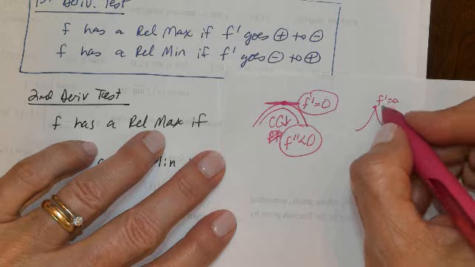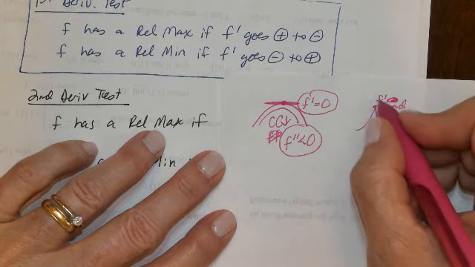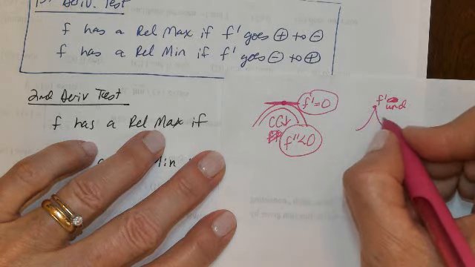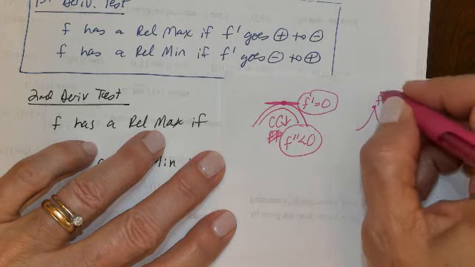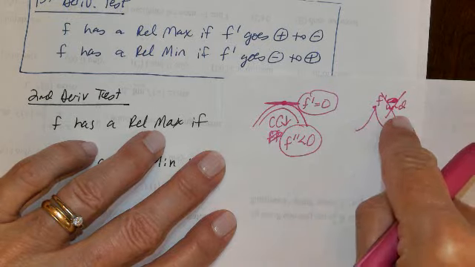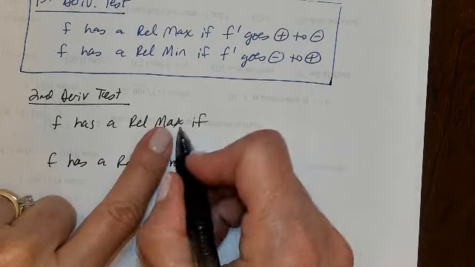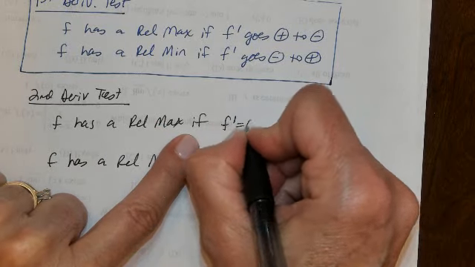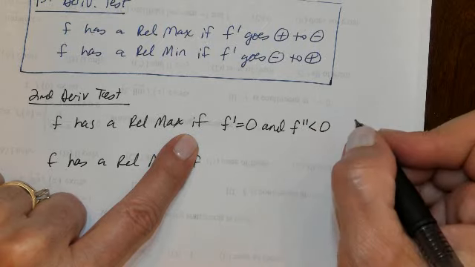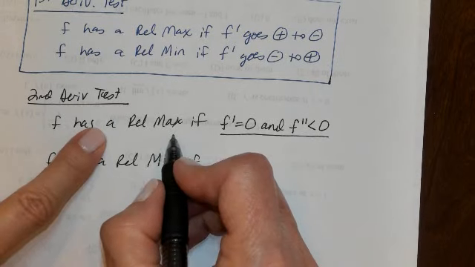Okay? Now over here, oops, I said F double prime was 0. That was a mistake. F prime is undefined here. Here concavity changed, didn't it? So this one, it didn't. We can't use the second derivative test for this case. All right, but we can use it for the other case. So F has a relative max if F prime is 0 and F double prime is negative. Both of those have to be true for the second derivative test.